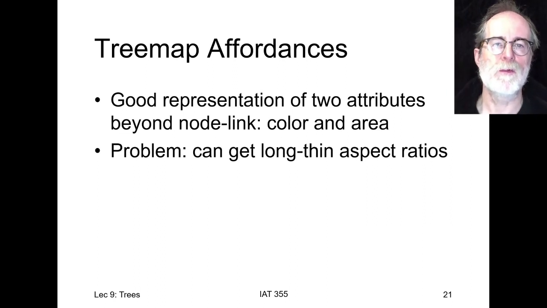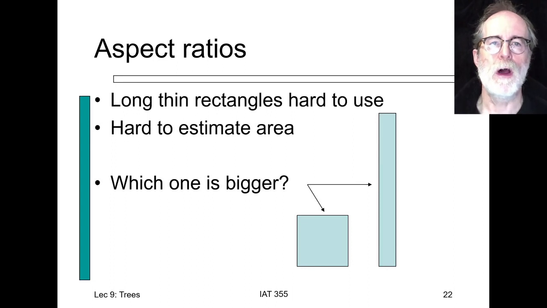You can use color to represent something important, typically a category, car brands in the previous one, as well as area, which depicts the quantitative value that you care about, which is the number of vehicles sold. Long, thin aspect ratios tend to be hard to understand and hard to use. In particular, understanding their area gets to be a little problematic.